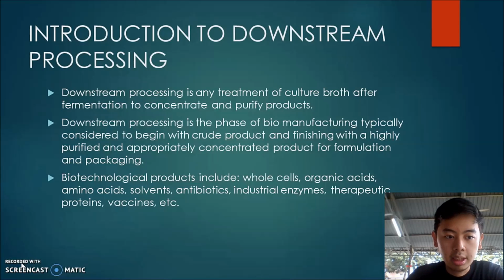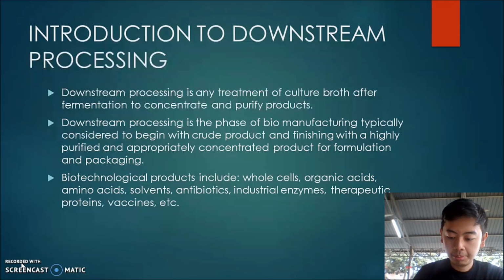Introduction to downstream processing. Downstream processing is any treatment of culture brought after fermentation to concentrate and purify products. It is the phase of biomanufacturing typically considered to begin with crude product and finish with a highly purified and appropriately concentrated product for formulation and packaging. Biotechnological products include whole cells, organic acids, amino acids, solvents, antibiotics, industrial enzymes, therapeutics, proteins, and vaccines.